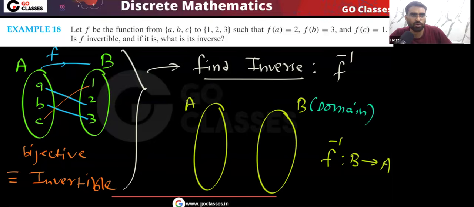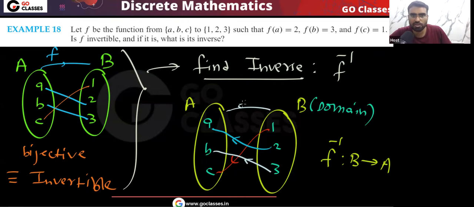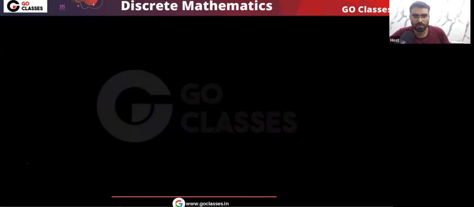All you have to do is the reverse mapping. 1, 2, 3, A, B, C. This 1 will map to C, this 2 will map to A, and this 3 will map to B. Just do the reverse mapping. This is your F inverse. So this is a very simple idea. In F inverse, I can say F inverse of 1 will be C. Simple, right? Okay, now let's move on.